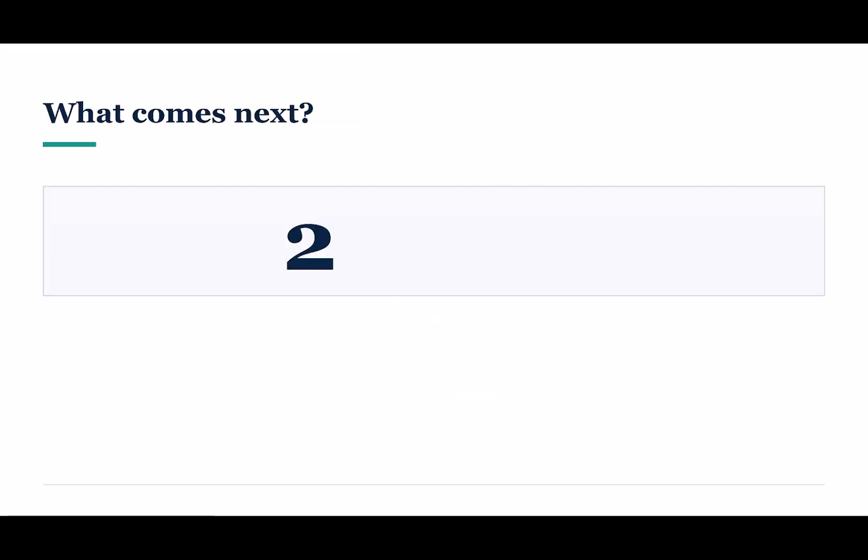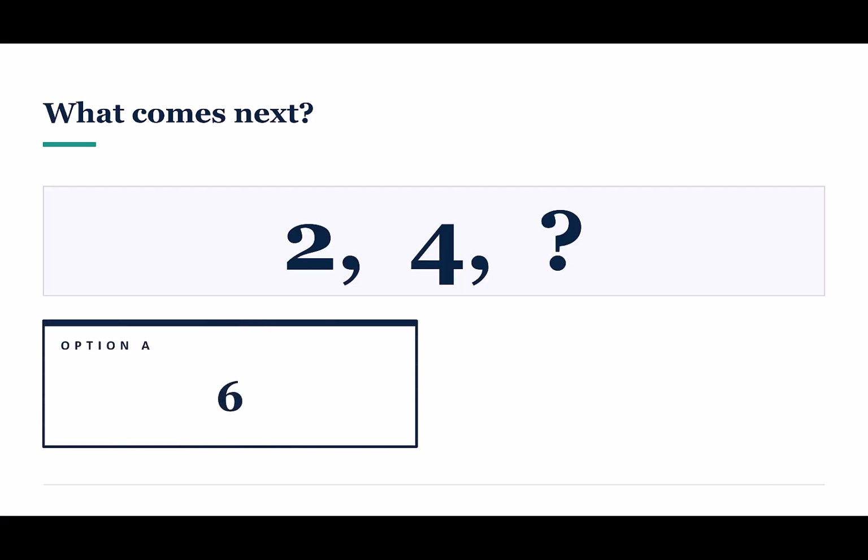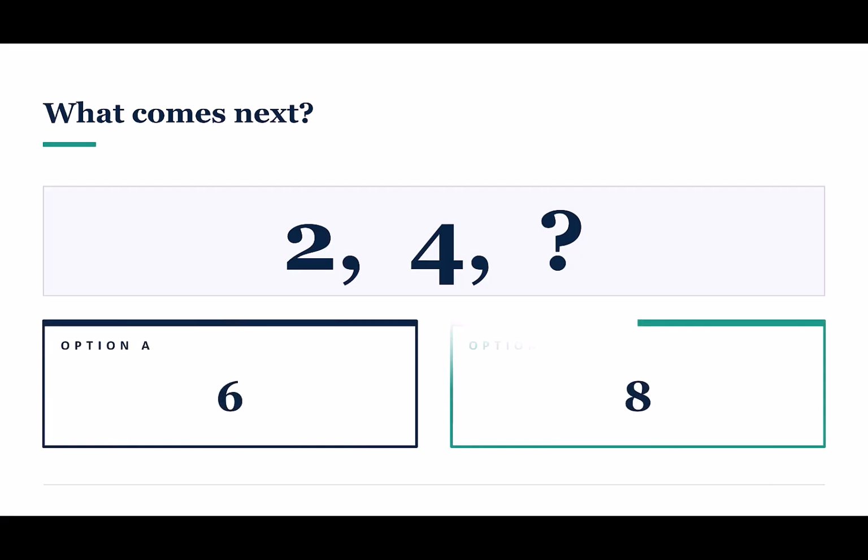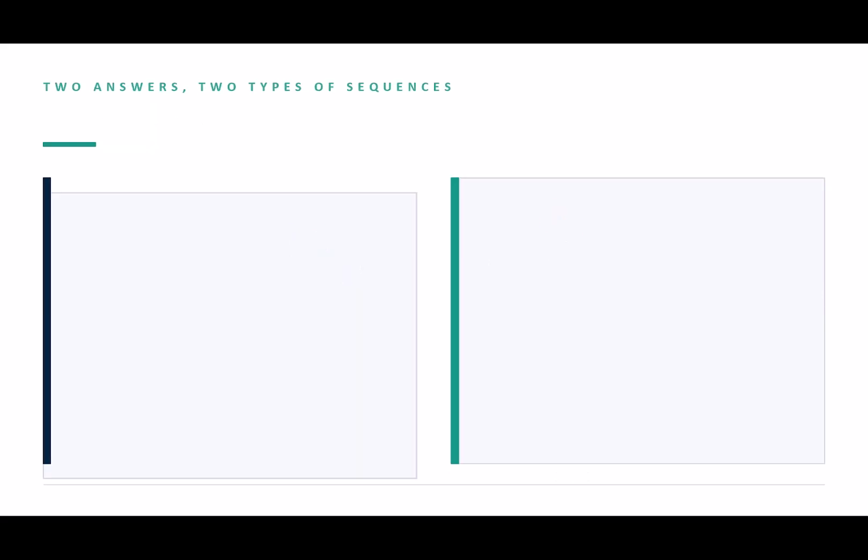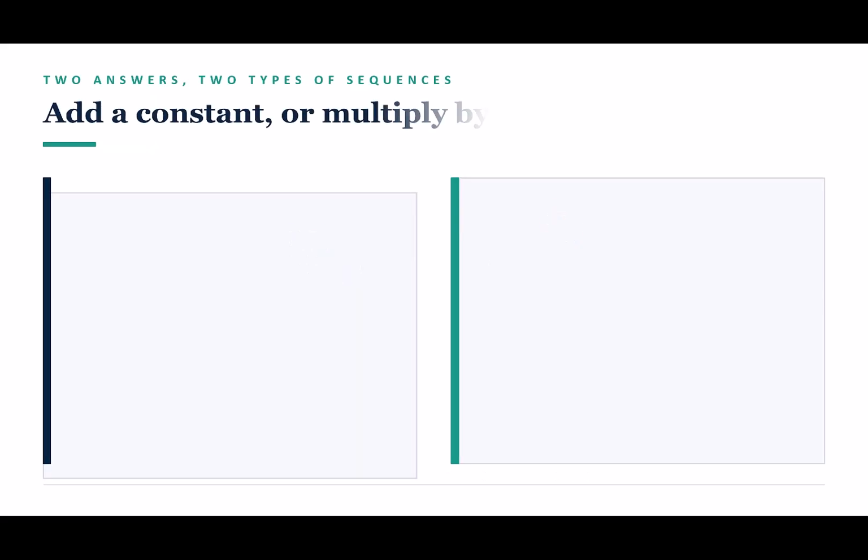To get started, let's look at this very small sequence, 2 and 4, and try to answer the question, what comes next? There are two options you might think of. Option A is the number 6, option B is the number 8. And here both are correct, it just depends on the rule generating the pattern. We have two answers for two types of sequences. We could add a constant or we could multiply by a constant.